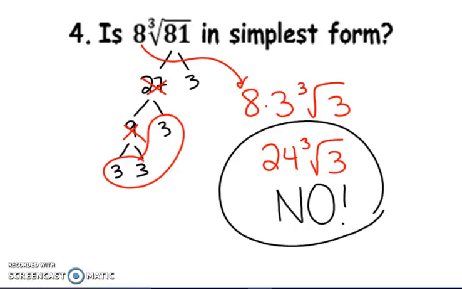If you can pull out a triplet when it comes to a cube root, it is no longer in simplest form. If you can keep going and doing the math, it's not in simplest form. It's just like square roots. The only difference is now we're talking about triplets. But simplest form is always as low as it can go without any more math being done to it.